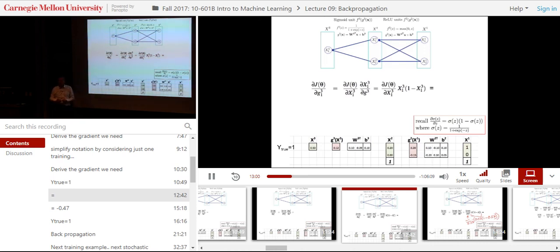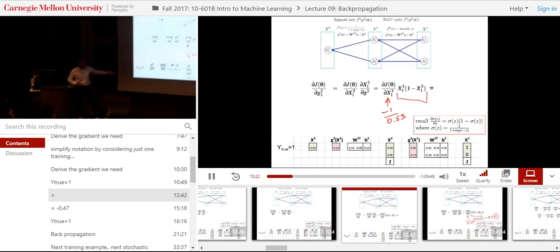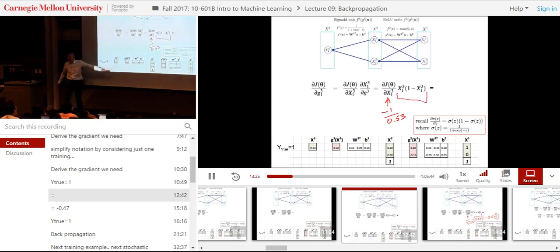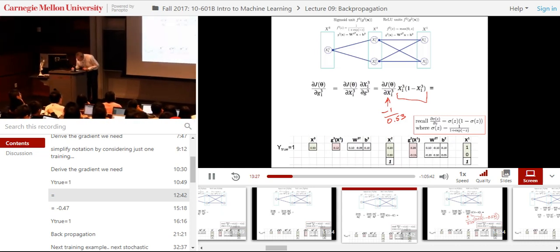So it's actually a very straightforward step. And now you can tell me what is the value of this derivative? I'll give you a hint. This one was minus 1 over 0.53. So what's this? Well, again, we know the value of that. We calculated it during the forward pass at 0.53. So we just have to multiply that by 0.53 times 1 minus 0.53.